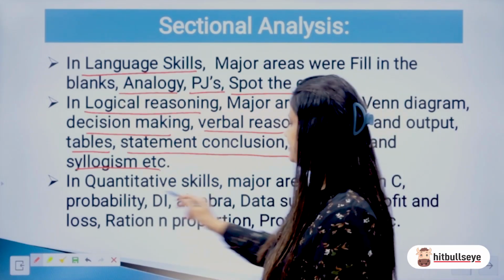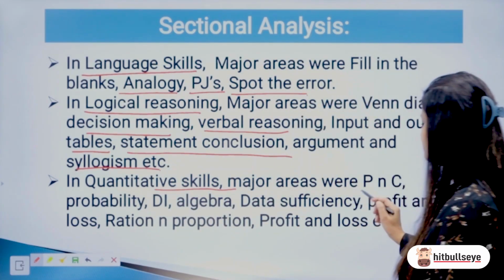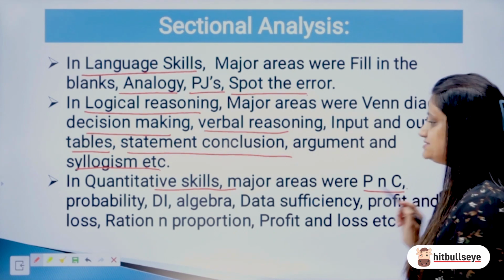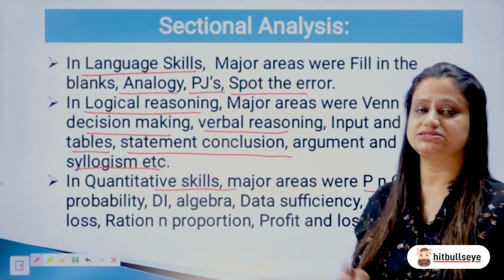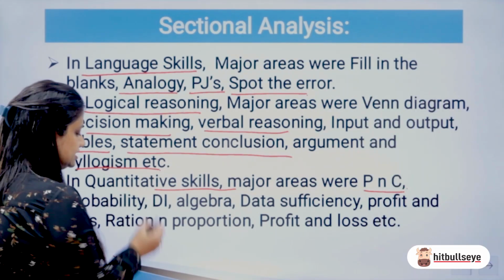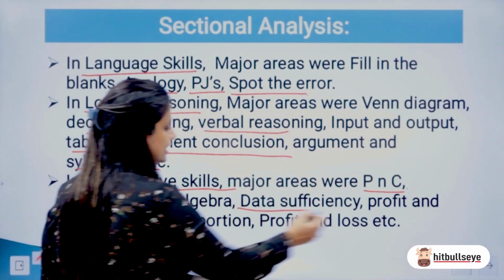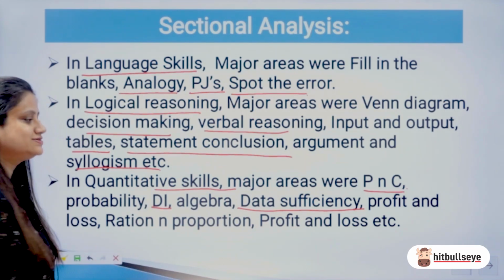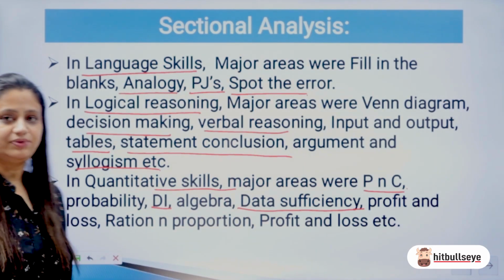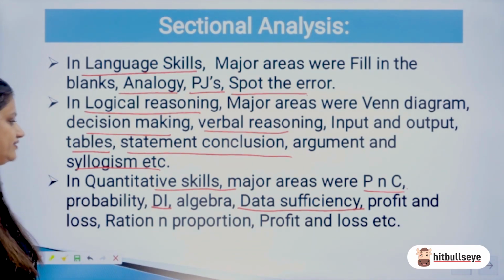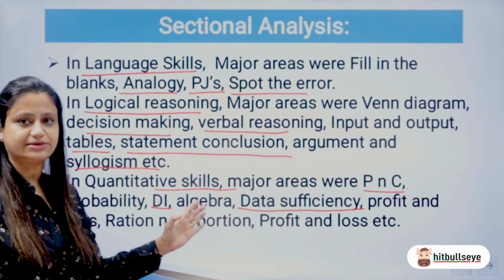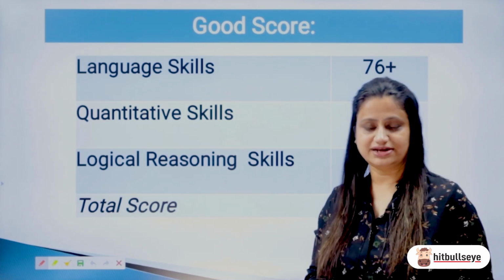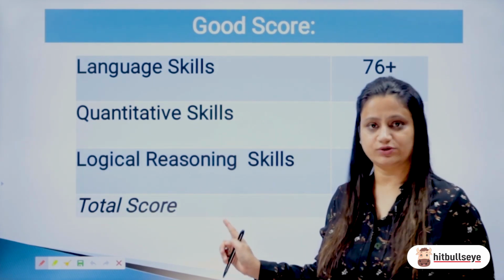Now coming to quantitative aptitude skills. The major areas were PNC and permutation. That was a very hit area. There were numerous questions based on this particular topic. There were many questions on DI and data sufficiency. Also, the major part of this section was based on profit and loss, ratio and proportion, algebra.